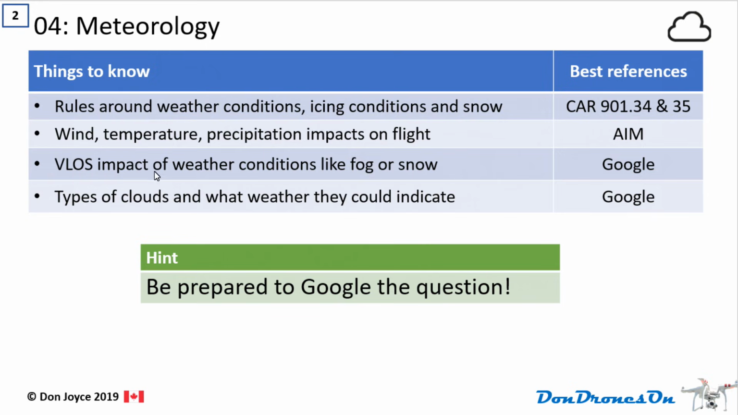Oh, and you should also know about the visual line of sight impact of things like fog or snow. And I think if you've ever been outside, you can probably answer these questions fairly readily. At least the one that I was offered didn't sound too difficult. Hopefully I got it right.